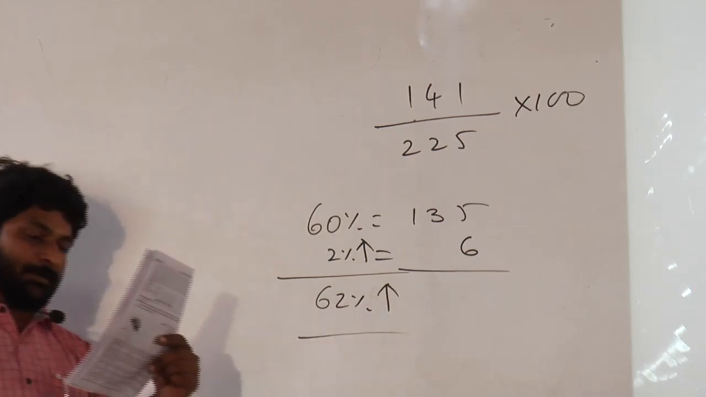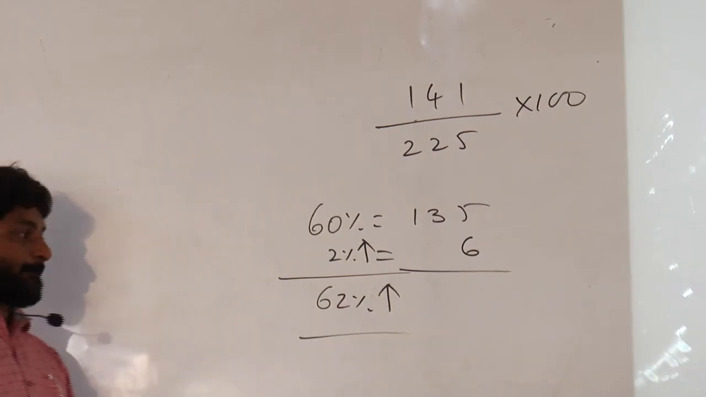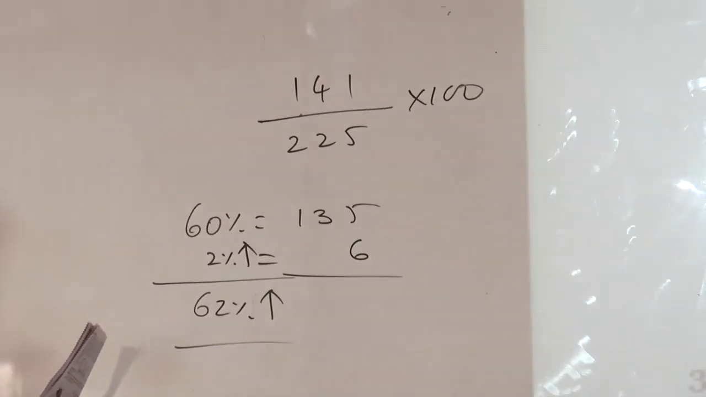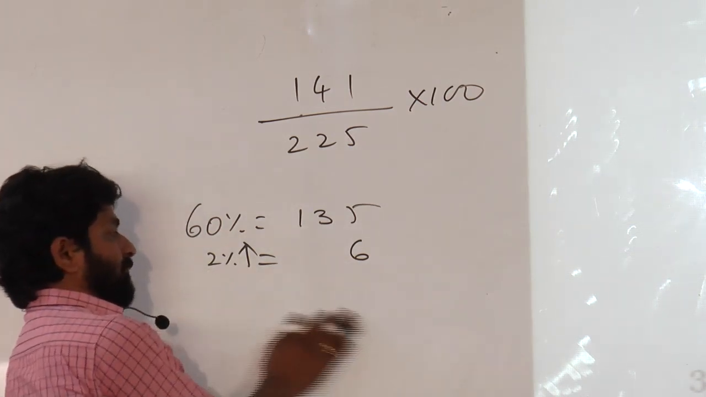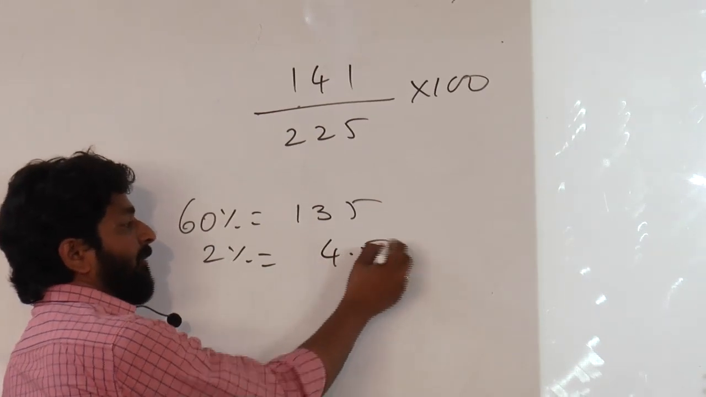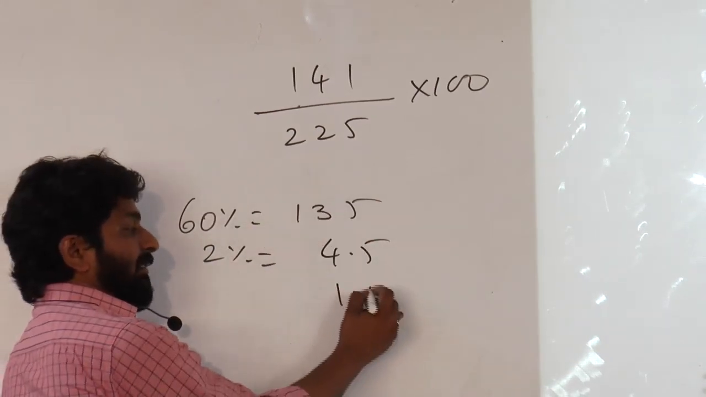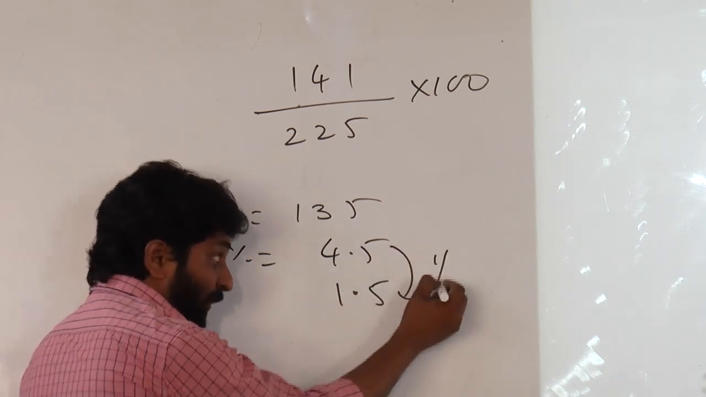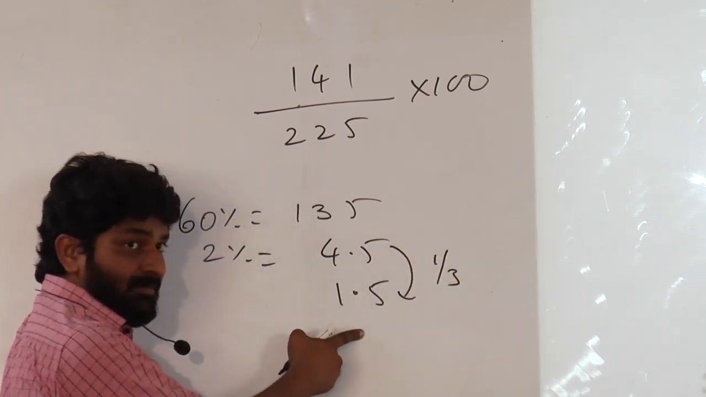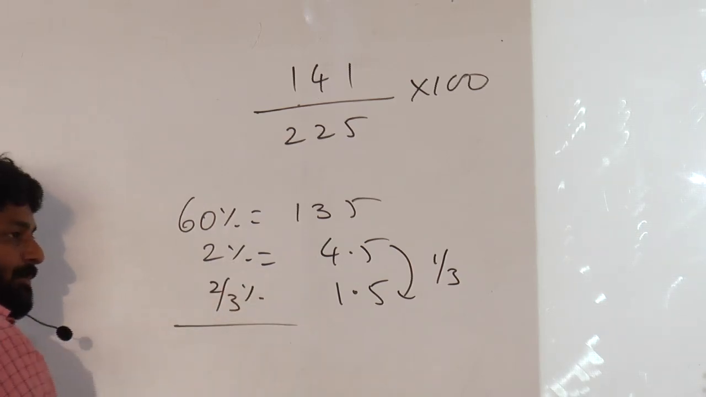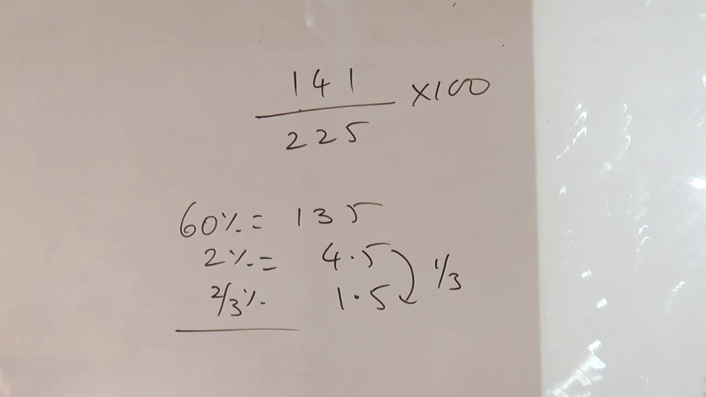How many options are there? 2 options are there. Look at those 2 options: 62 2 by 3, 62 1 by 3. Wait. What about 2%? 4.5. Again you still need to add 1.5. 1.5 is 1/3 of this number. So here also you need to add 1/3 of this, which is 2 by 3%. Total 62 2 by 3%.